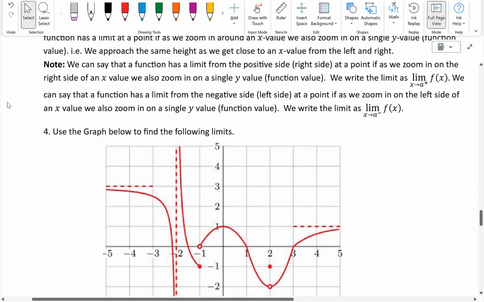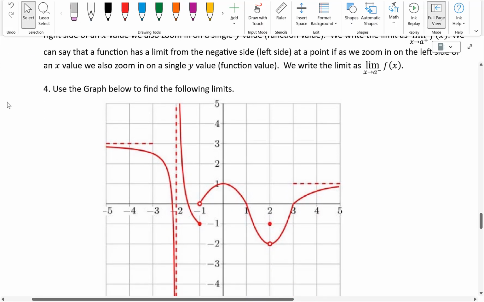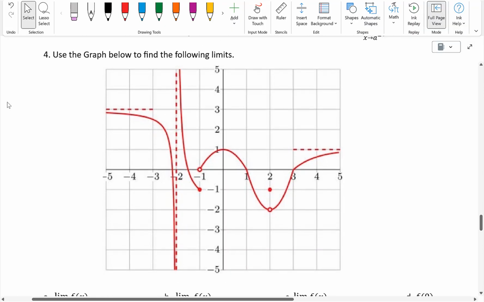So we're going to use the graph below to look at some one-sided limits and some refresh of limits from the earlier standard.